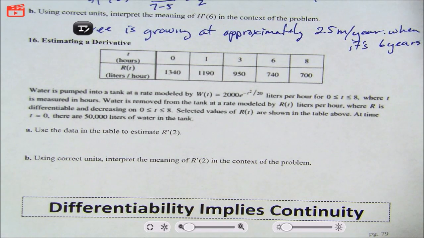Alright, okay. Water is pumped into a tank at a rate modeled by that mess, in liters per hour, for t between 0 and 8, where t is measured in hours. Water is removed from the tank at a rate modeled by r of t, which is the table, where r is differentiable and decreasing on the interval from 0 to 8. Selected values are given. At time t equals 0, there are 50,000 liters of water in the tank.